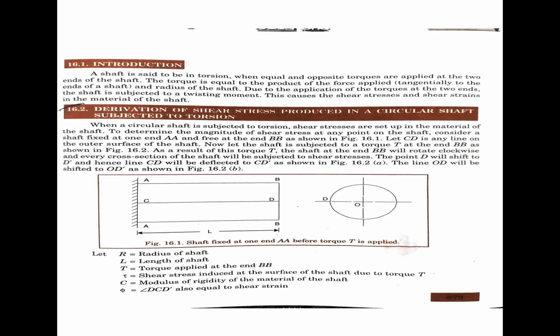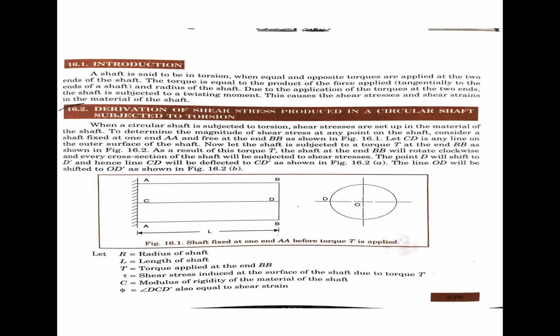Consider a shaft fixed at one end. Now see the diagram for explanation. One end is fixed and the other end is free, just like a cantilever beam. This is the circular shaft. One end is fixed, and the other end is free at the end, capital B, as shown in figure 16.1. Let CD be any line on the outer surface of this shaft.